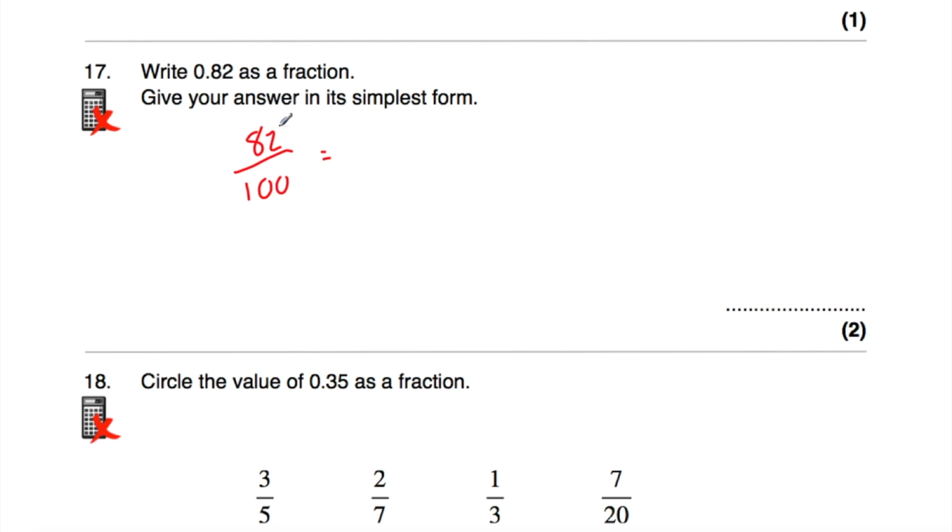82 and 100 are both even, so let's divide both of them by 2. So it's going to be 41 fiftieths, and that's it. Alternatively, in terms of the denominator, it's going to be a 1, and if we have a look, we've got 2 decimal places, so it means we're going to have 2 zeros on the denominator, and then it'll be 82 over 100, and again that cancels down to 41 fiftieths, and that's it.